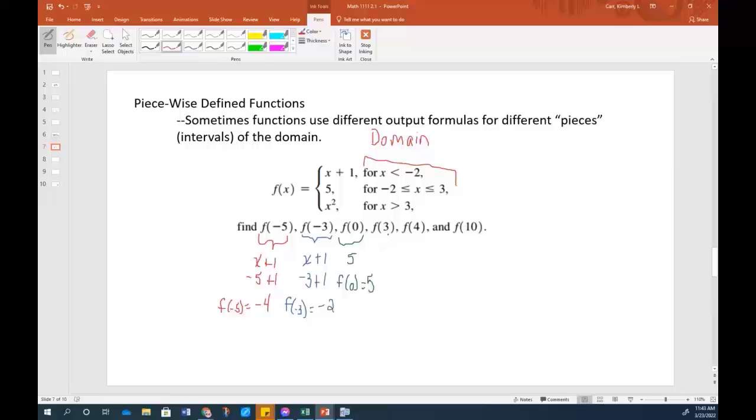My next one, f of 3. Okay? So 3, well, I see two 3's here, but notice this middle one that says or equal to. So it's the middle one that I have to use. So the equation I need to use is 5. So again, there is no work. f of 3 is equal to 5.